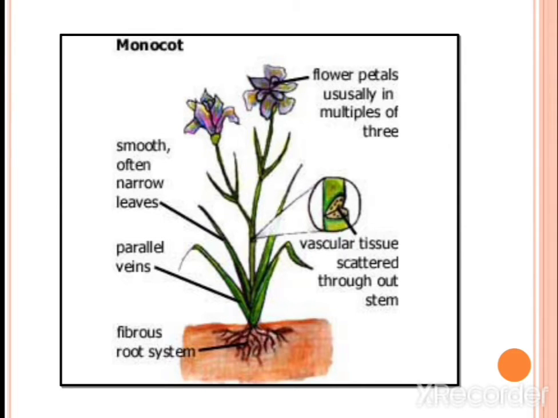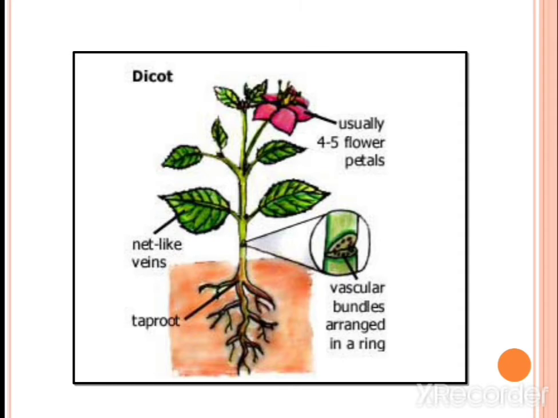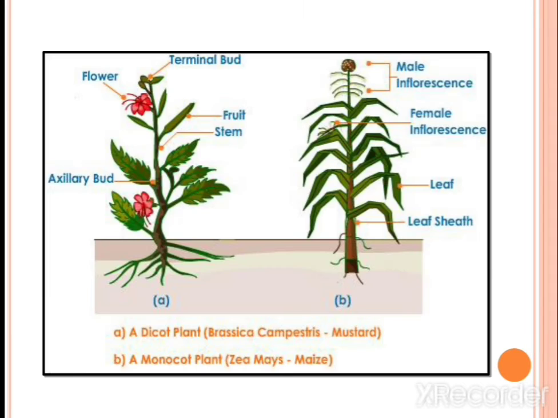When you see a cut stem, the stem cutting shows scattered vascular bundles in the case of monocots. In dicots, all are arranged together in a ring. This and all you will study in detail in the anatomy of flowering plants. So for the comparative study, both diagrams have been given together. It is a dicot plant, it is a monocot plant.